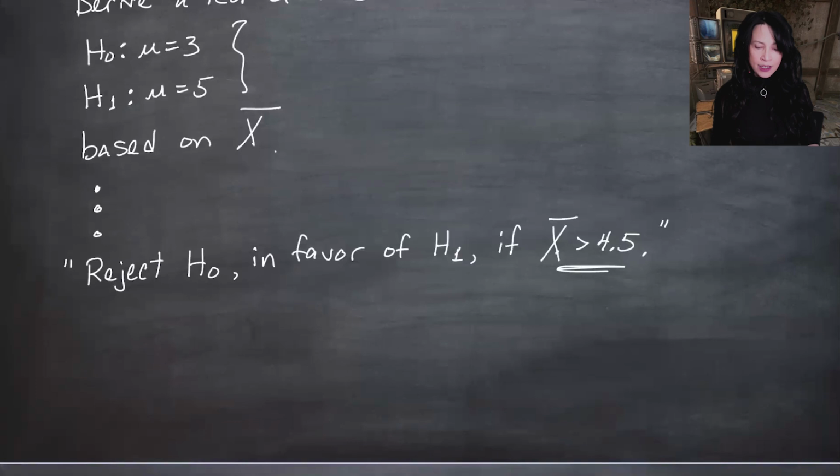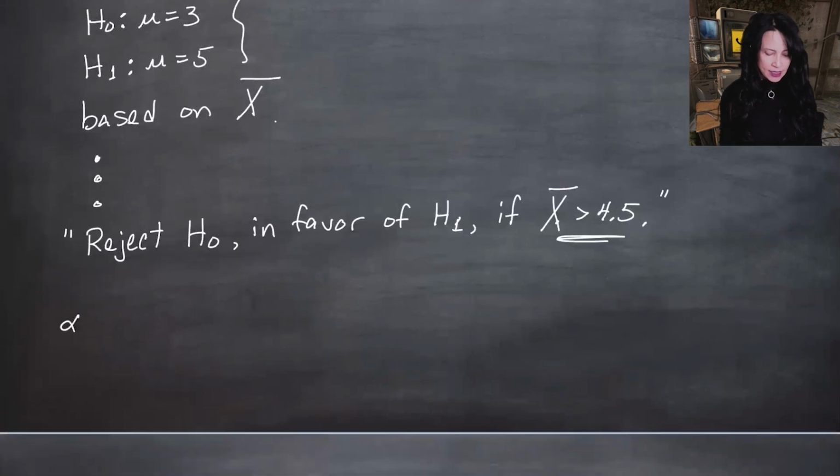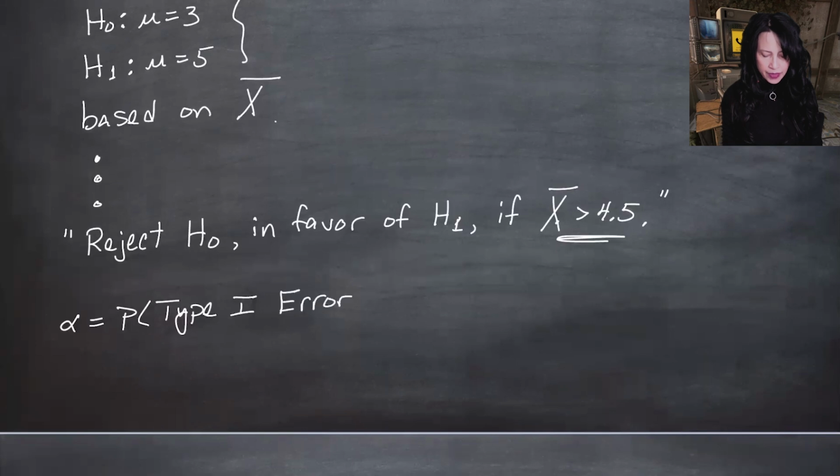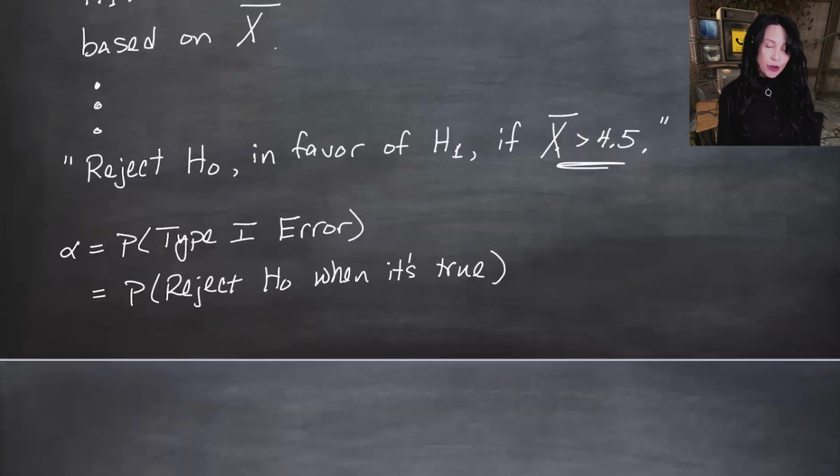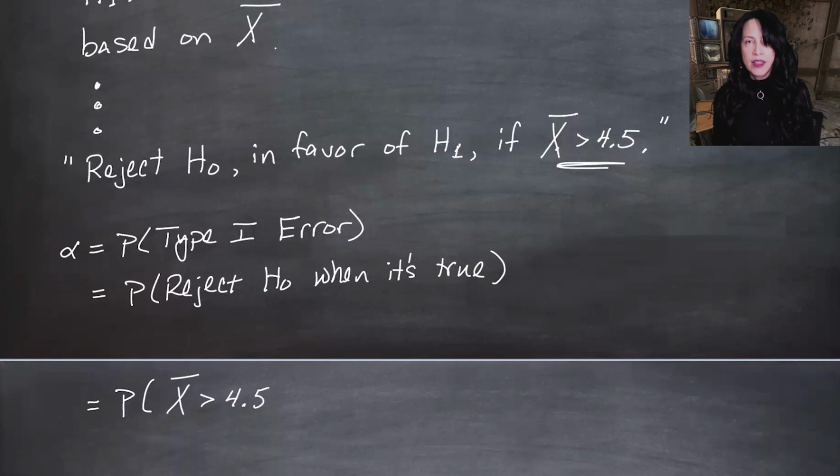Let's look at the size or level of significance of this test. We're calling it alpha. This is the probability of making a type 1 error. This is the probability you reject. Remember the 2 by 2 table. You reject the null hypothesis when you shouldn't because it's true. Now, for us, our rejection rule says that rejecting the null hypothesis is going to happen when X bar is greater than 4.5. And when it's true means when the mean is 3, because that was the statement of the null hypothesis.